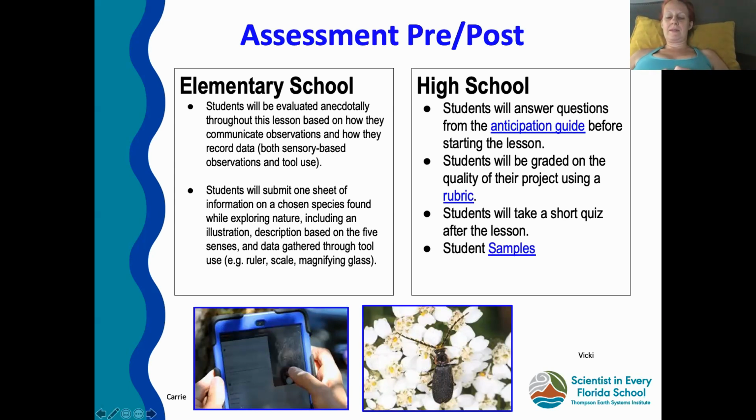Okay, thanks. Elementary school, students will be evaluated anecdotally, taking observations. As a first grade teacher, they're so excited about being outside. I usually would bring a checklist about the skills I would want to assess and check it off when they see it. Students will also take a sheet of information on the chosen species, and they would draw it, describe it using their senses and the tools that they use to gather the information.